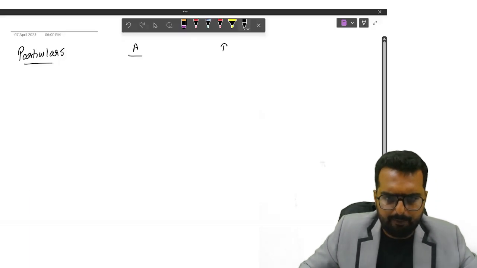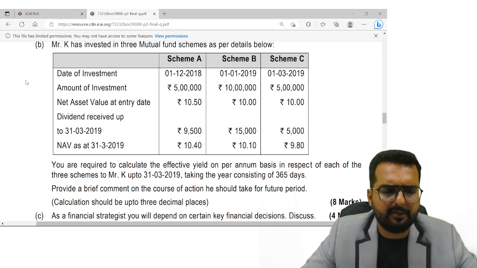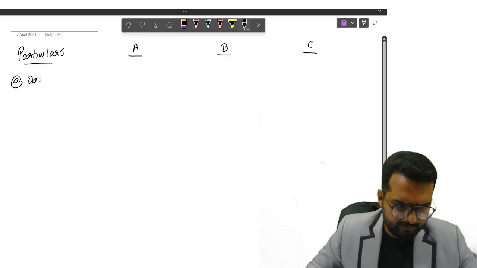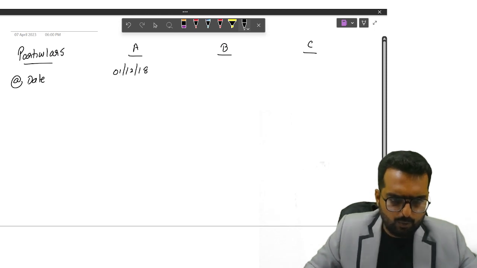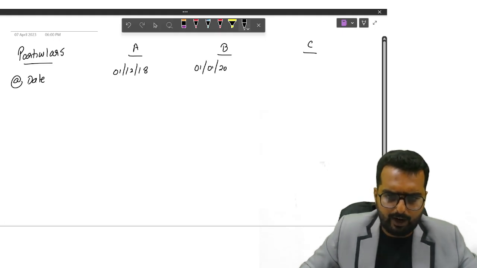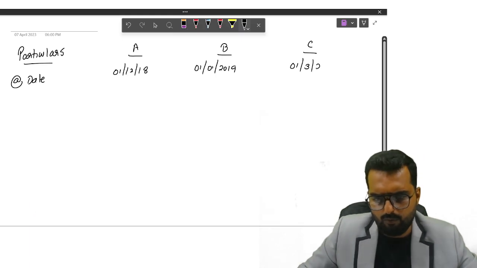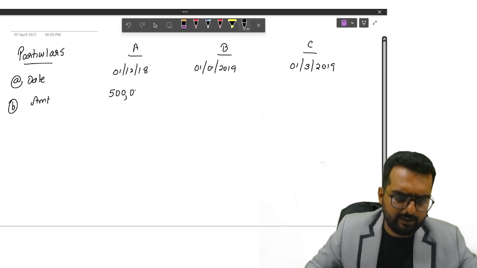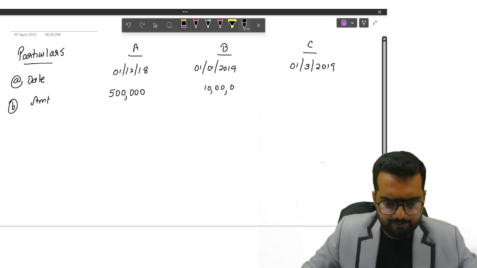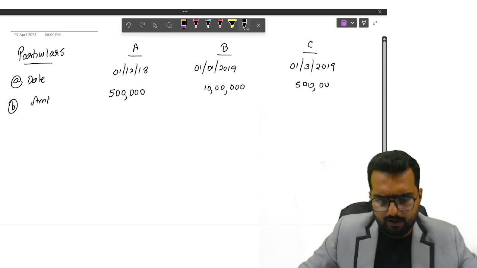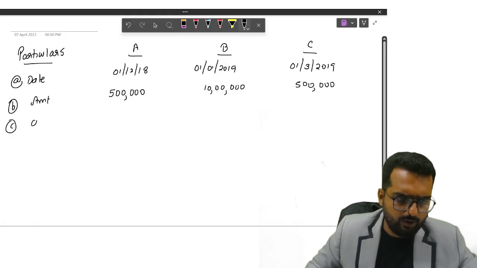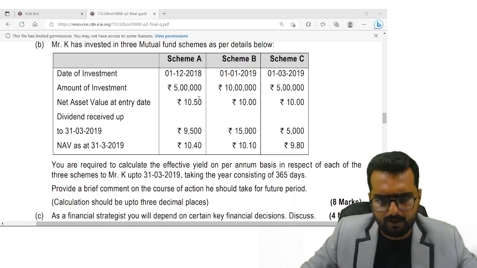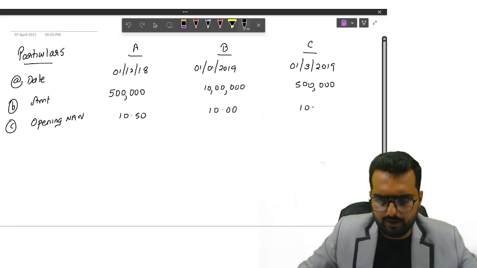Particulars: scheme A, scheme B, and scheme C. All right. So I'll write point A, date of the investment, which is given. First one is 1/12/2018, then 1/1/2019, then 1/3/2019. Next, they have told the amount of investment. How much are they investing here? 5 lakhs, 10 lakhs, and the last one is 5 lakhs. Now, what is the opening NAV they have told? 10.5, 10, and the last one is also 10.